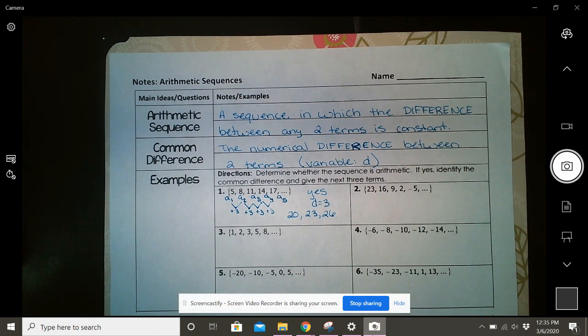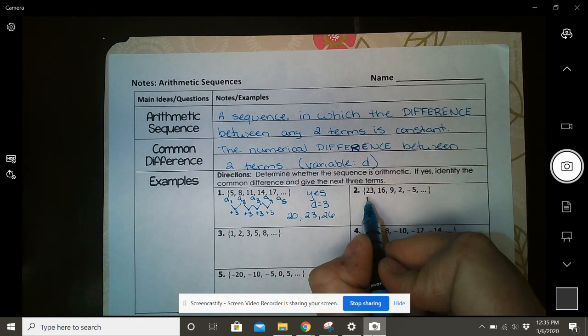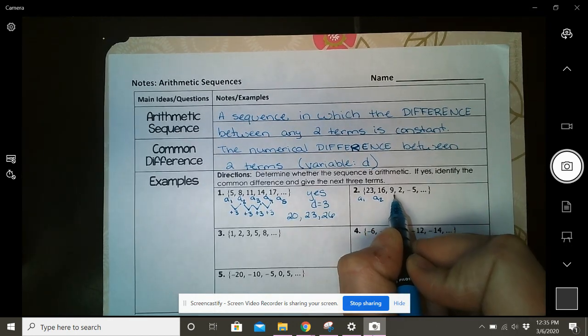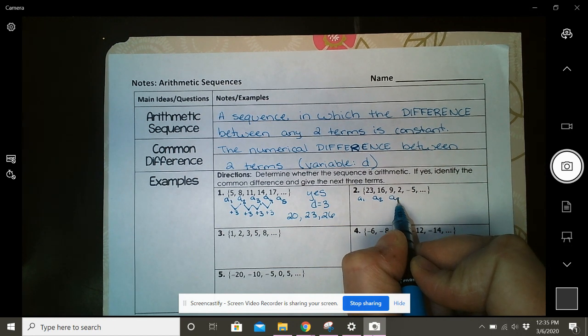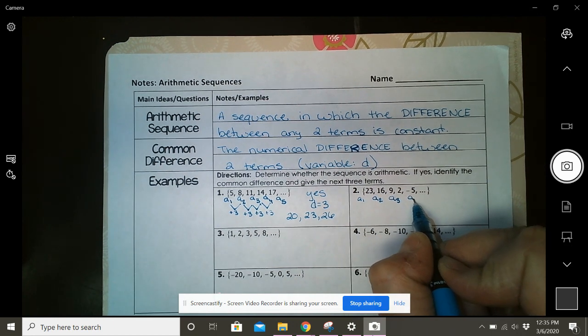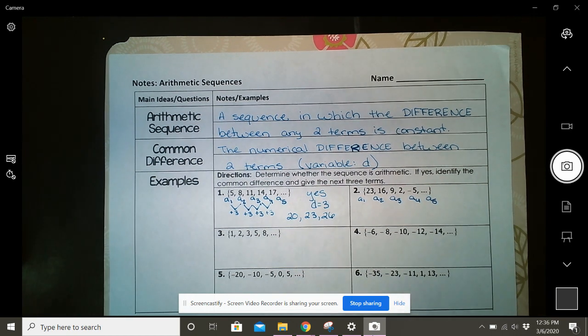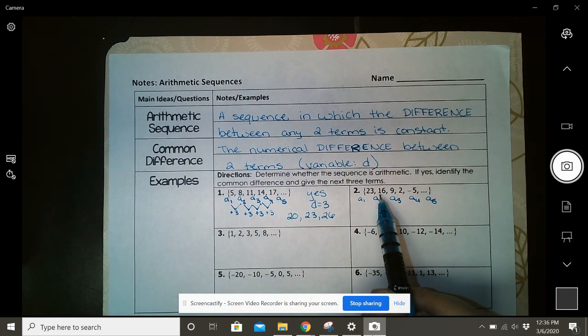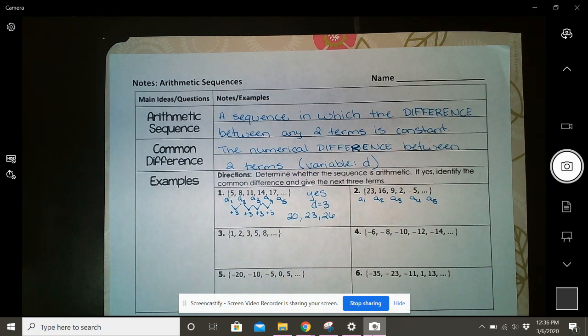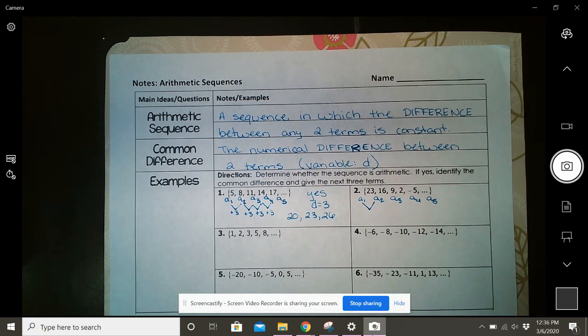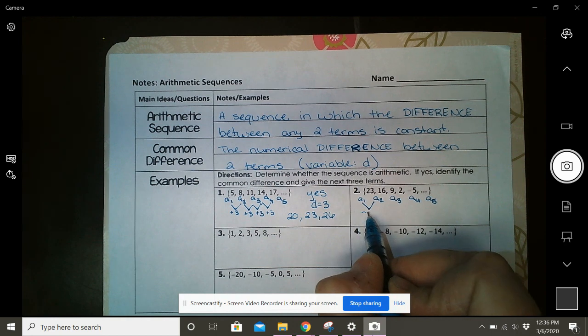Let's look at number 2. Our first term is 23. Second term, 16. Third term, 9. Fourth term, 2. And fifth term, -5. So let's see if there's a pattern of what's happening between each value. Clearly it's going down, so I'm probably subtracting. So take a look from A sub 1 to A sub 2. Between the first 2 terms, I'm subtracting 7.